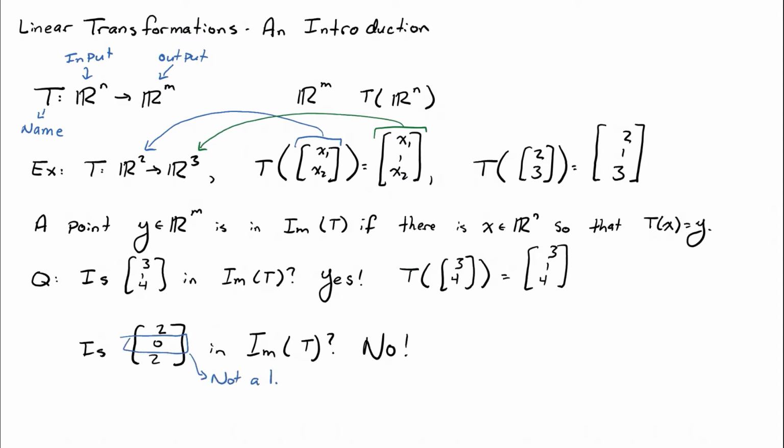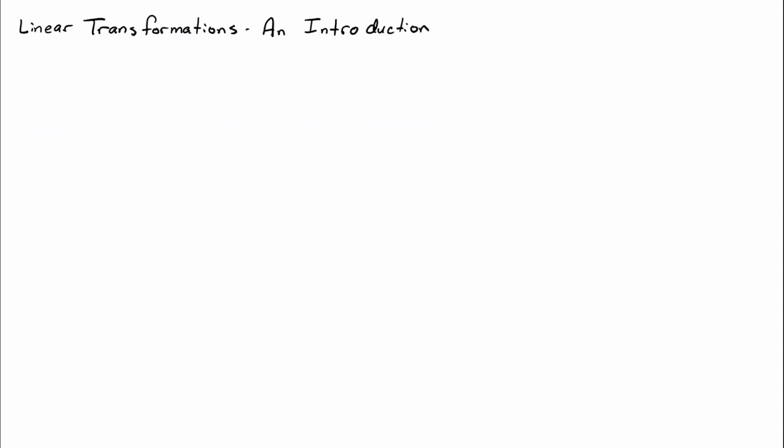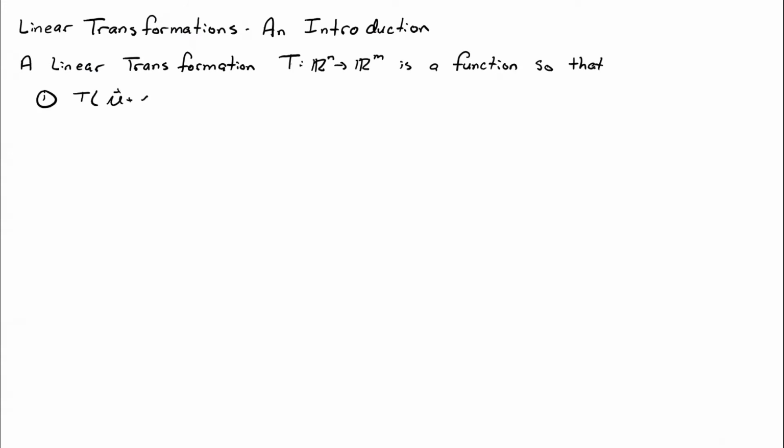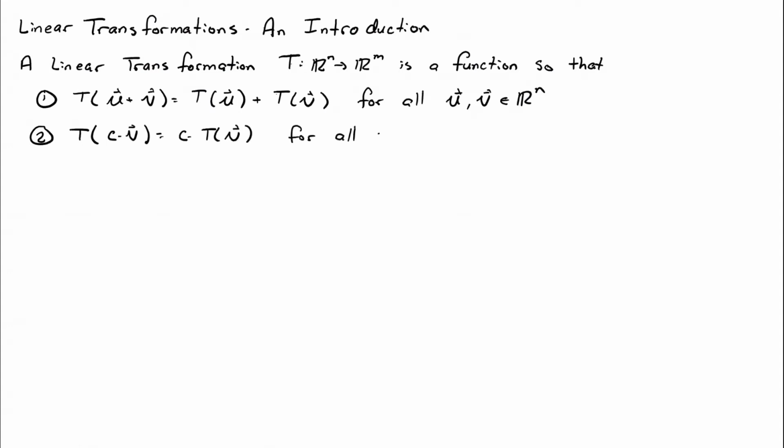In linear algebra, there is one very special type of function called a linear transformation. A linear transformation T: Rn → Rm is a function so that 1, T(u + v) = T(u) + T(v) for all u and v in Rn, and 2, T(cv) = cT(v) for all scalars c and v in Rn. This says it doesn't matter if you add vectors or multiply them by a scalar before or after you apply the function. A linear transformation preserves these operations. This will turn out to be essential when we're talking about more abstract vector spaces, but that's the future.